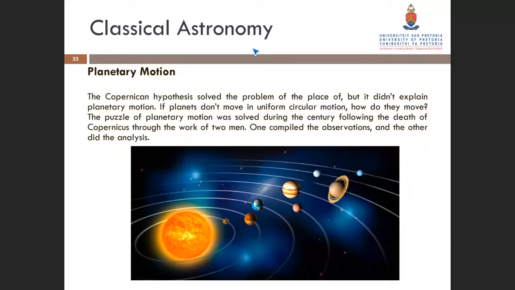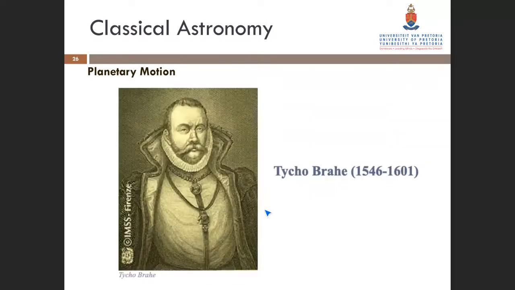The Copernican hypothesis solved the problem of the place of Earth, but it didn't explain planetary motion. If planets don't move in uniform circular motion, how do they move? The puzzle of planetary motion was solved during the century following the death of Copernicus through the work of two men. One compiled the observations and the other the analysis. So the first of these two men is Tycho Brahe.